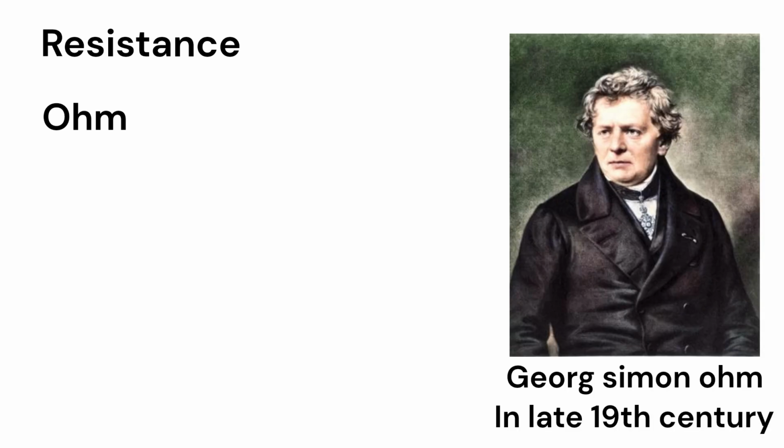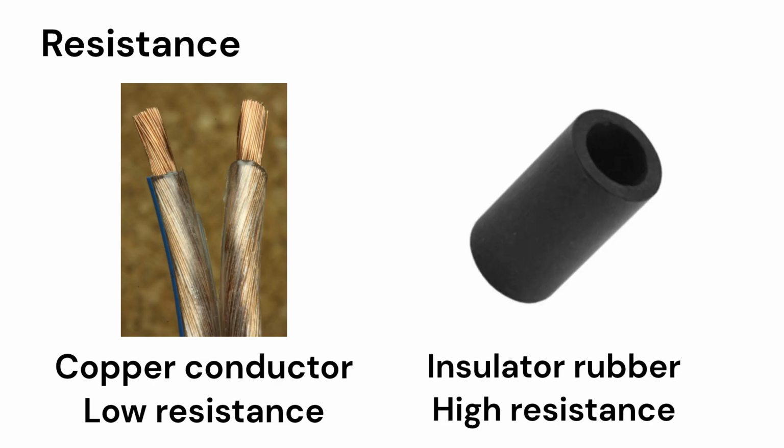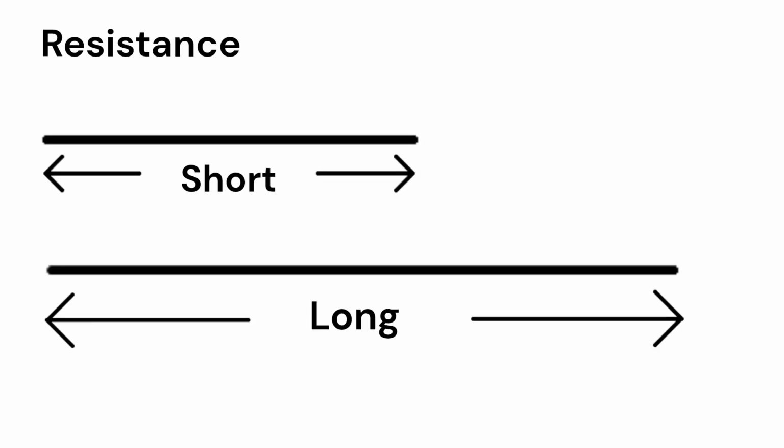The unit of resistance is the ohm, named after German physicist and mathematician Georg Simon Ohm in the late 19th century. And the symbol for ohm is the upper Greek letter omega. Different materials exhibit different resistances. Like the conductor copper has low resistance, the insulator rubber has high resistance. The longer the conductor, the higher the resistance. It means if the length of the conductor increases, the resistance also increases.